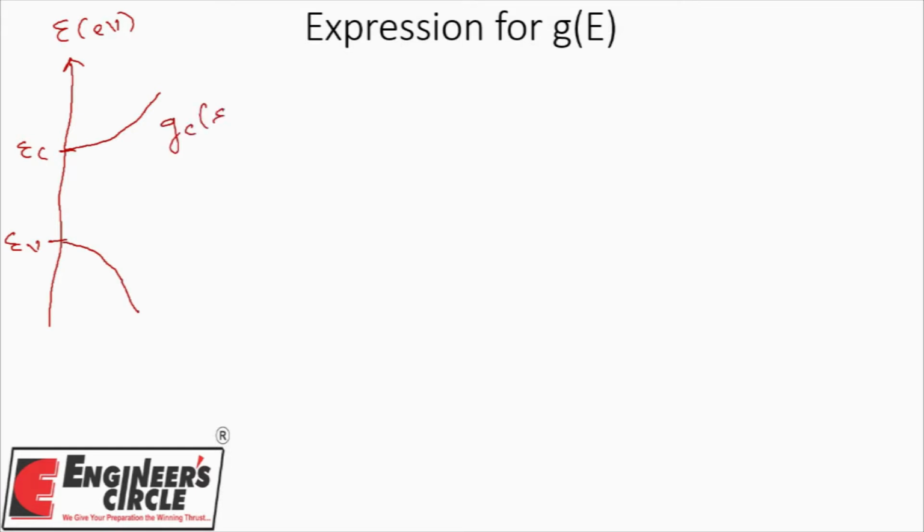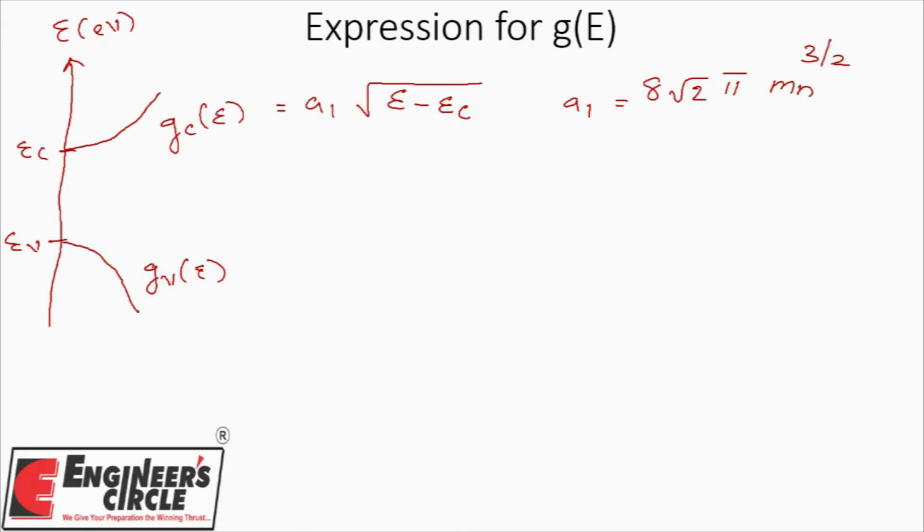So what is the expression for G of E? This is E in electron volt. So we have the conduction band edge, the valence band edge, and the parabolic density of states approximation in the valence band and conduction band. This is denoted by Gc of E, and this by Gv of E. Gc of E is given by a constant A1 multiplied by root of E minus Ec, where the quantity A1 is a constant given by 8 root 2 pi mn raised to 3 by 2 divided by h cubed.